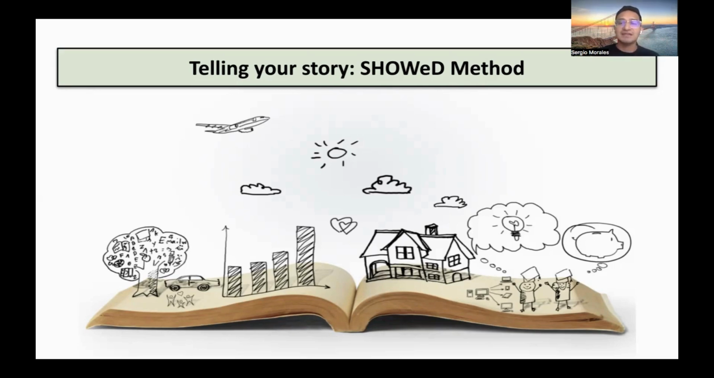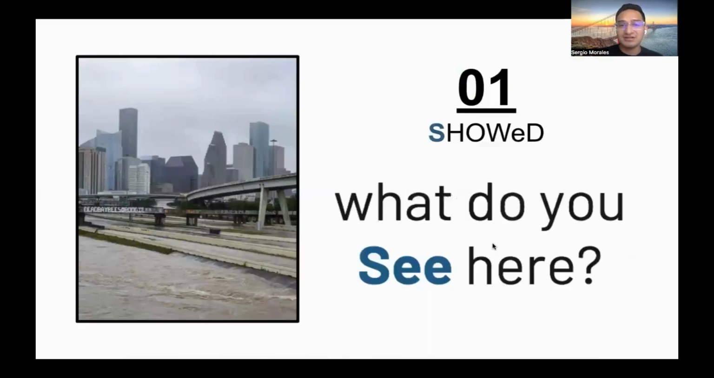When I'm explaining the SHOWeD method, I'm going to be using an example picture to make things easier. Now we're going to move to the first letter of SHOWeD. The first letter is S, and that represents the question: what do you see here? And here we have the example picture I'm going to be using to explain the SHOWeD method.